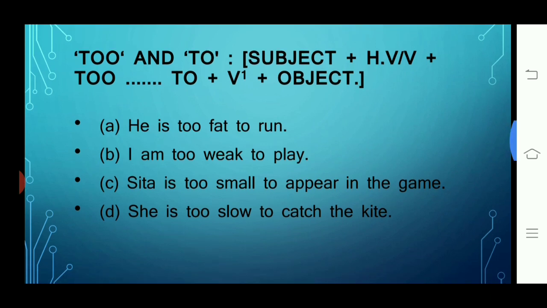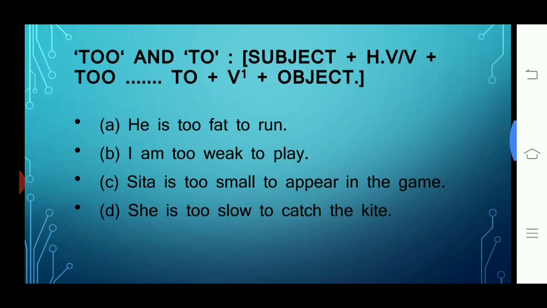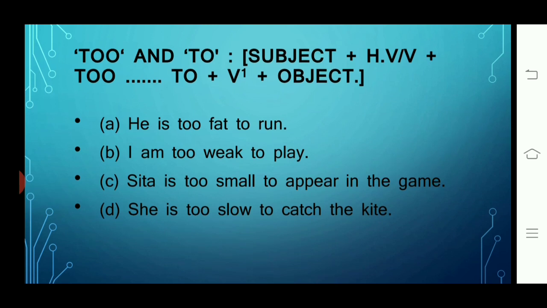Now we have some more examples here. 'Too' and 'to', both are there in the sentence, following the formula: subject plus helping verb plus too plus adjective plus to plus verb first form and then object. So let's have a look at these examples. He is too fat to run.